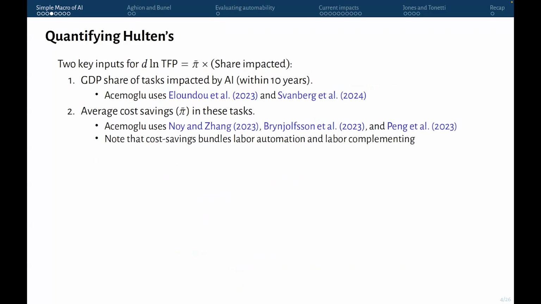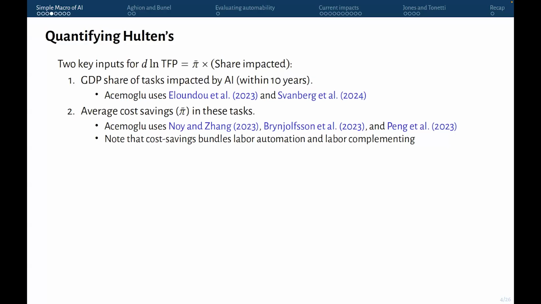Okay, so there's two key inputs we want if we want an estimate of what AI is going to do to TFP. One is the GDP share of tasks impacted by AI, and Acemoglu is looking at this on a 10-year horizon. We're going to talk about both of these papers more in a second, but he's using estimates from this Eloundou et al. paper and the Svanberg et al. paper to get that. And then the average cost savings in these tasks, which Acemoglu gets at using these three studies of productivity impacts of LLMs, Gen AI.